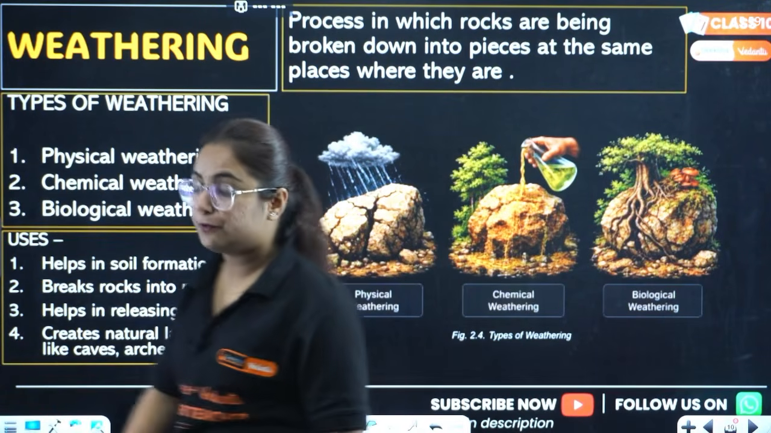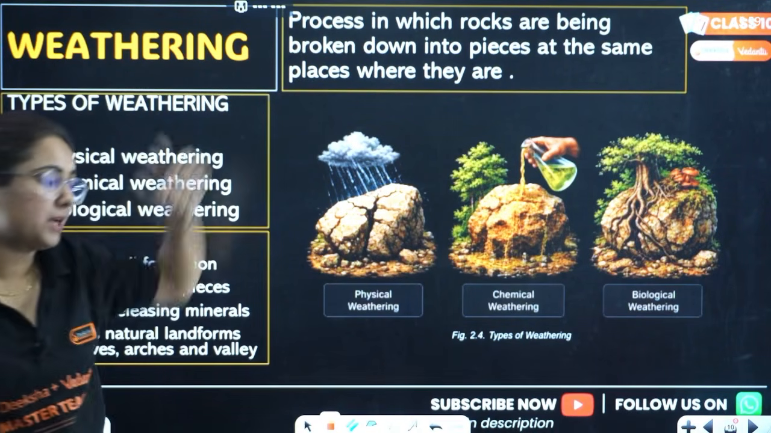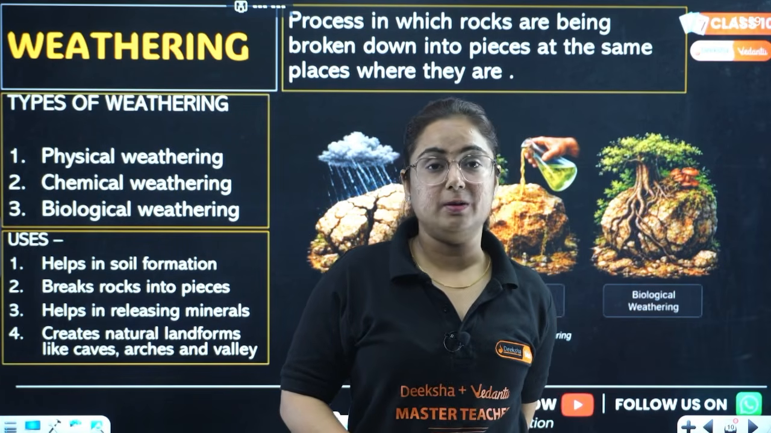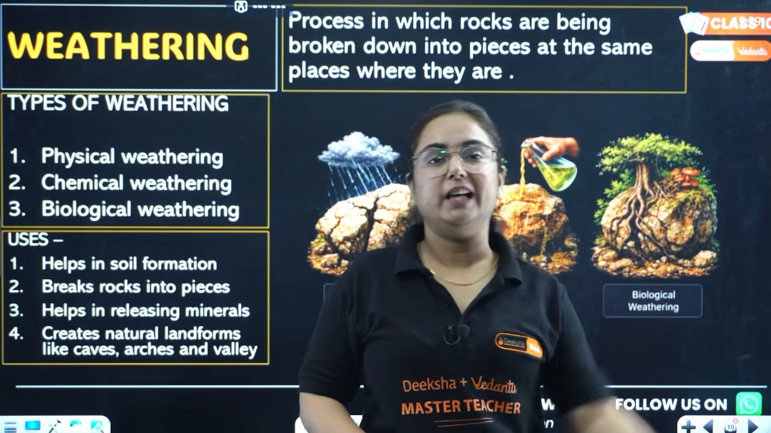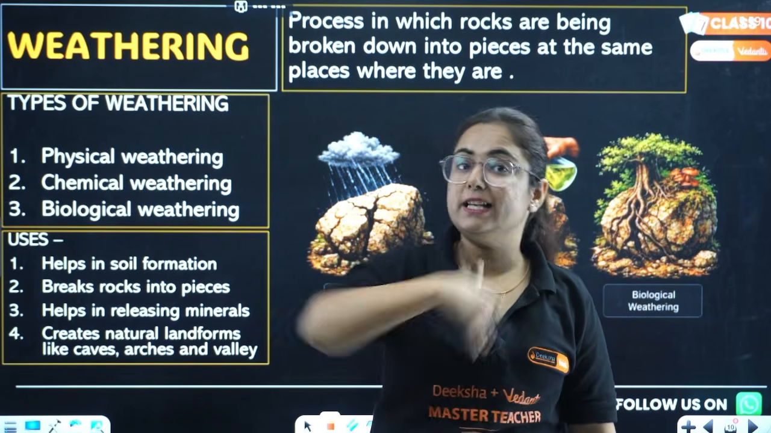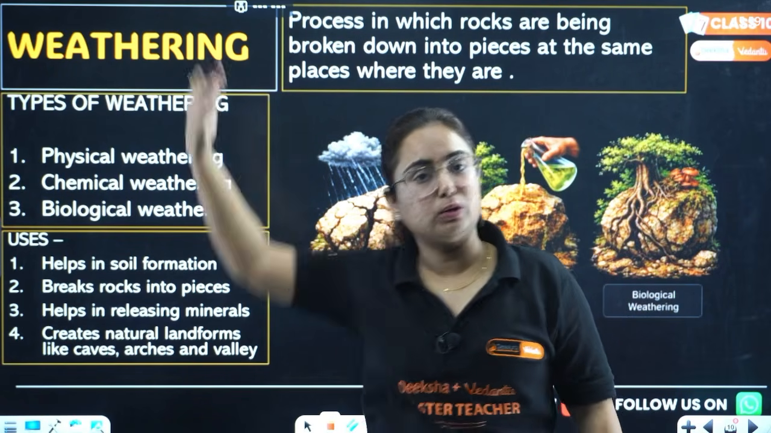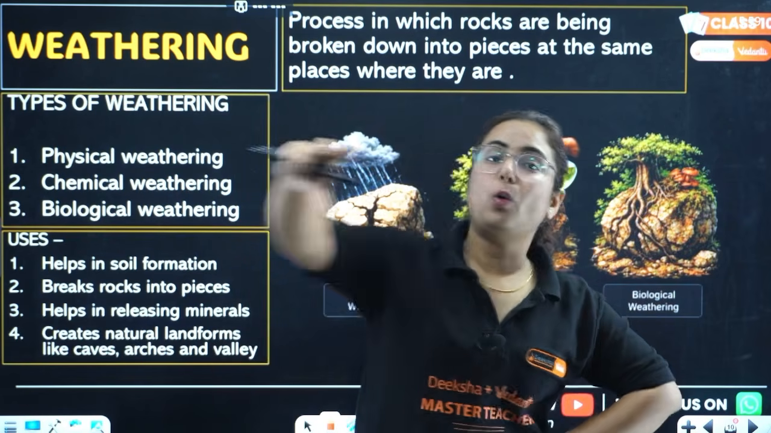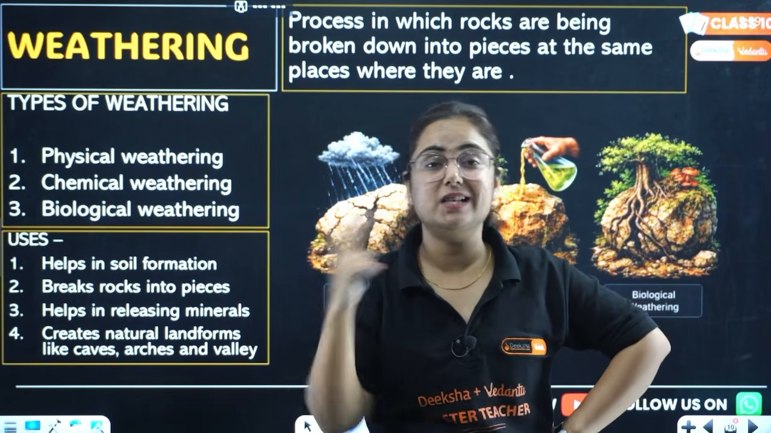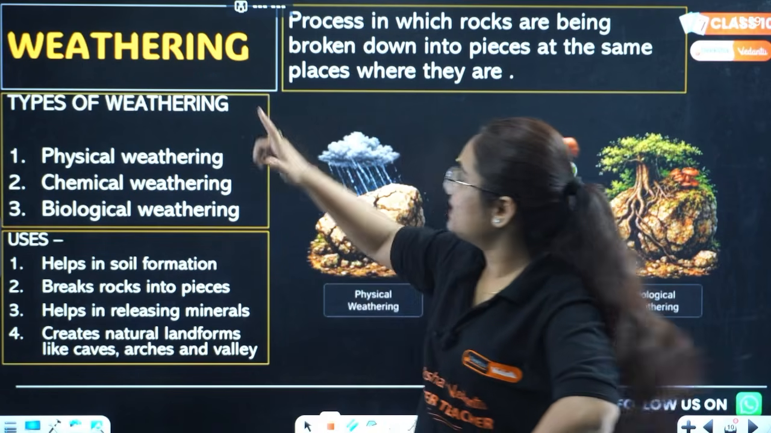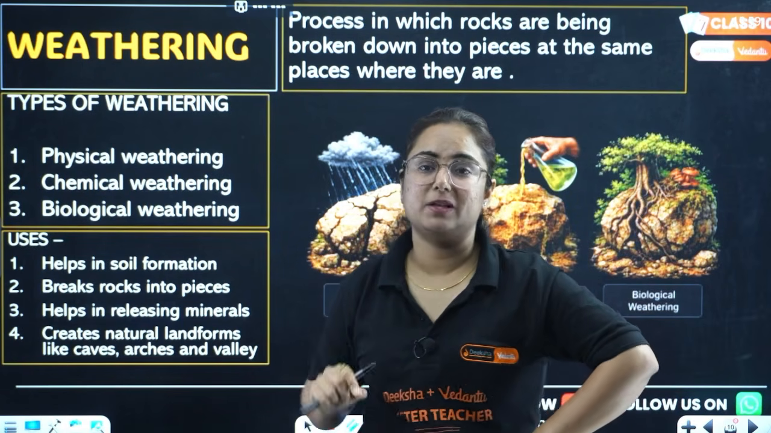Now come different topics, more topics about this chapter. The first is weathering. What is weathering? Up till now, what we studied was about the interiors of the earth, what is happening in the interior that leads to the formation of landforms. Now we will talk about what is happening on the exterior of the earth's surface. In that, one process is weathering. What is weathering?